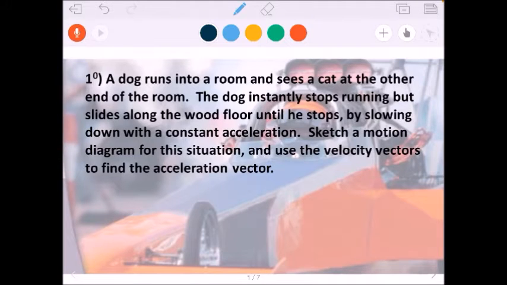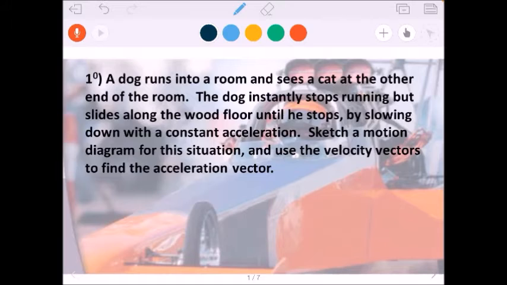So question number 1, a dog runs into a room and sees a cat on the other end of the room. The dog instantly stops running, but slides along the floor until he stops by slowing down with a constant acceleration. Sketch a motion diagram for this situation and use the velocity vectors to find the acceleration vector.